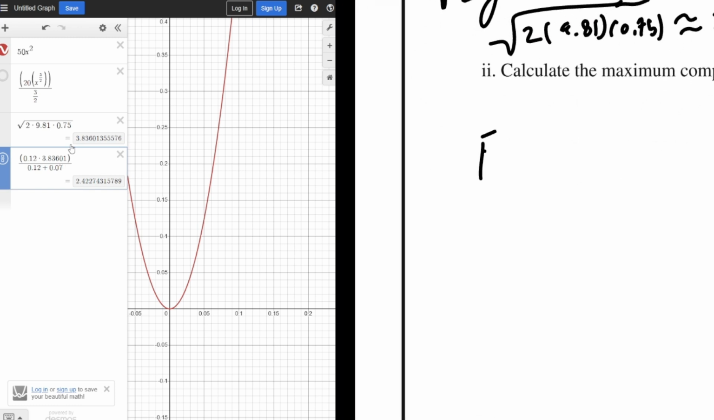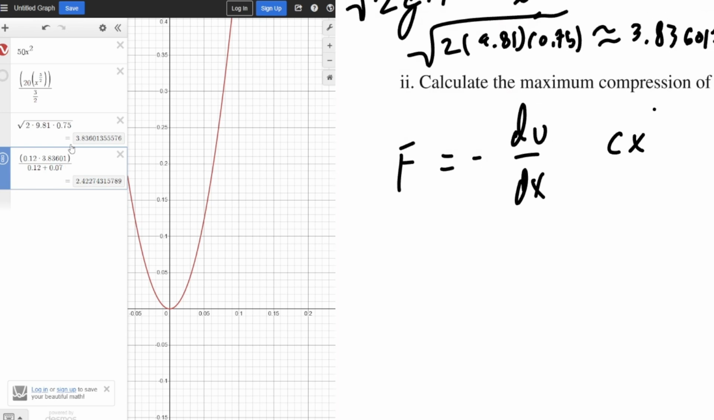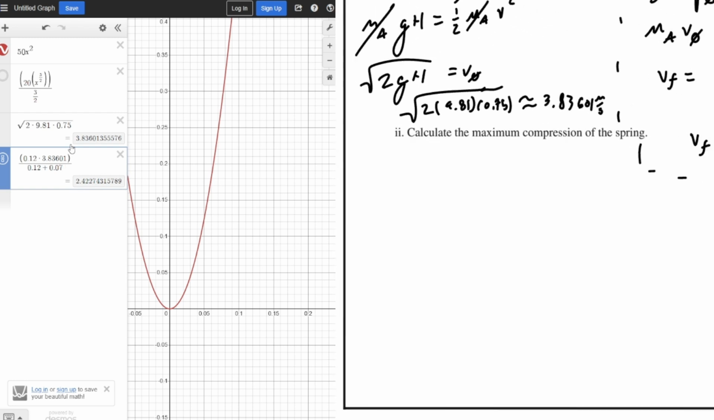What you could do is F equals negative dU/dx, and since you were given the earlier equation of C x to the 1/2, all you have to do is integrate the force, the negative integral of force, to find the potential energy as a function of x. And then you can use conservation of energy. I won't be doing that. I'm going to use the work-energy theorem and take the spring out of the system by saying the spring force does work on the block to change its kinetic energy.